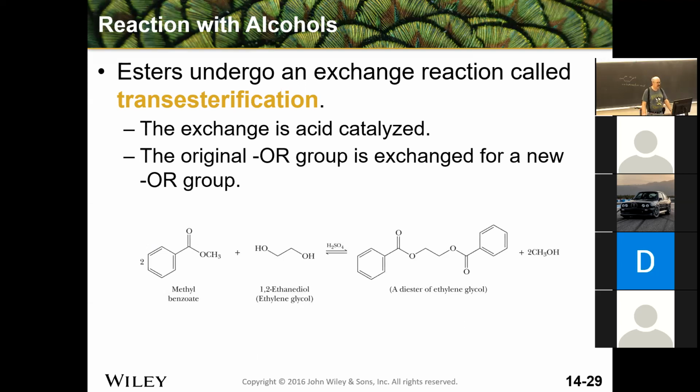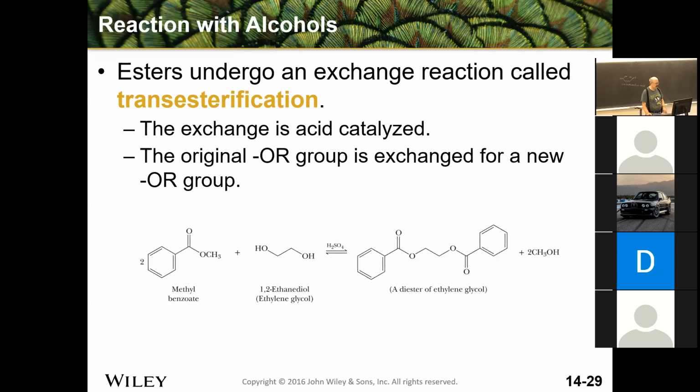Esters can also undergo an exchange reaction called transesterification. This is acid catalyzed, and the original OR group is exchanged for a new OR group. So here we have two equivalents of methyl benzoate reacting with 1,2-ethanediol with a little bit of acid catalyst, and that forms the diester of ethylene glycol. And then it releases 2 molecules of methanol from the methyl ester.